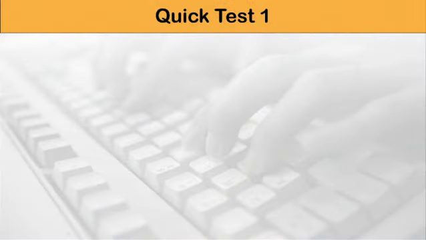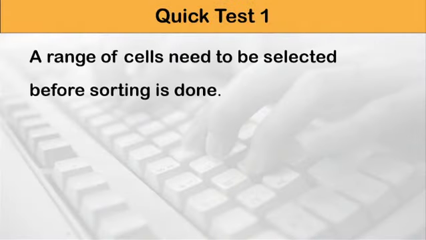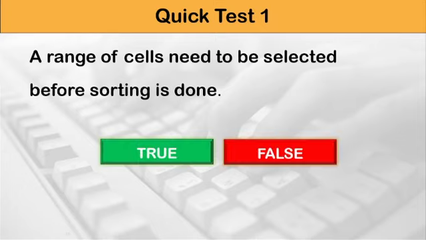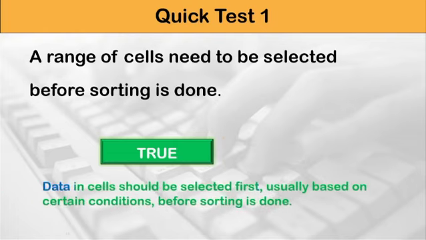Now students, let us do a quick test to evaluate what you have learned in today's lesson. Read the questions carefully. You will have a few seconds to answer. The first question. A range of cells needs to be selected before sorting is done. Is it true or false? It is indeed true, as data in cells should be selected first, usually based on certain conditions, before sorting is done.